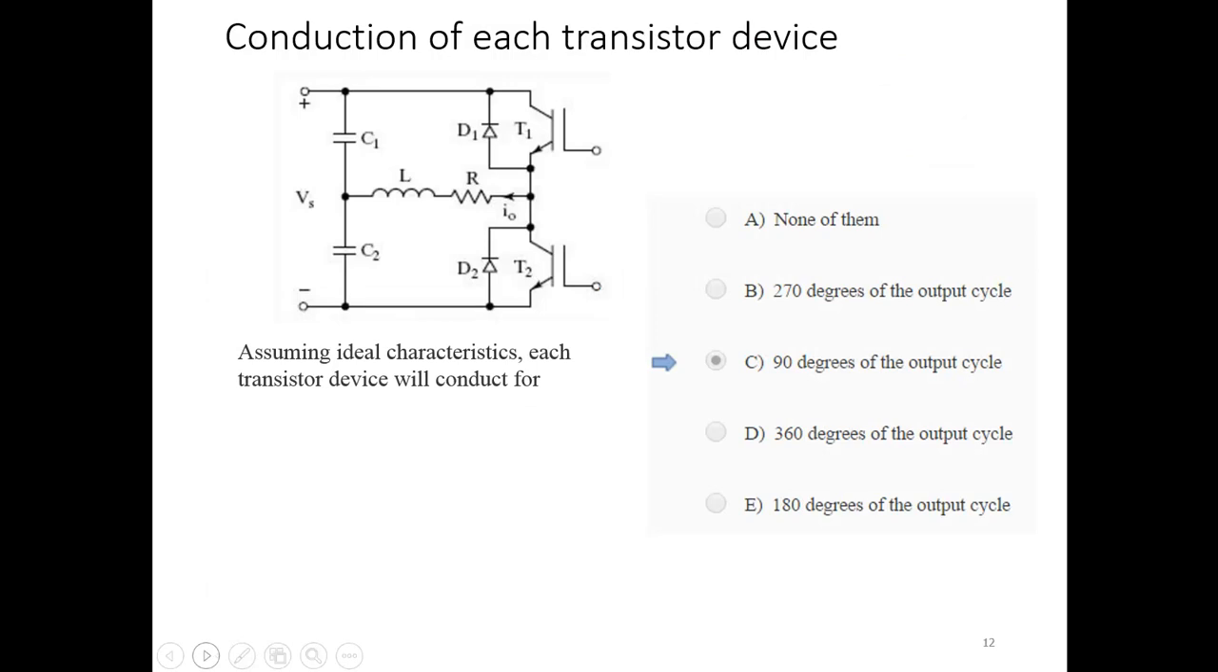Now, conduction of each transistor device. What will happen in each transistor device? There are 4 of them, and 360 divided by 4, so it will be 90 degrees each. Ideally, assuming there is no delay time and no turn-off time, each transistor will conduct for 90 degrees. That's the simple answer. Now, conduction of each transistor is 90 degrees. Let's go further.